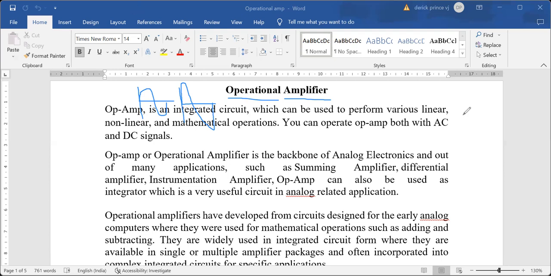As I said, it performs various linear, non-linear and mathematical operations. It can operate with both AC and DC signals. The short form is op-amp. The op-amp, or operational amplifier, is the backbone of analog electronics and is used in many applications such as summing amplifier, differential, instrumentation. Op-amps can also be used as integrators, which is a very useful circuit in analog applications. We can also produce different types of signals; whatever signal is required, we can produce from this operational amplifier.